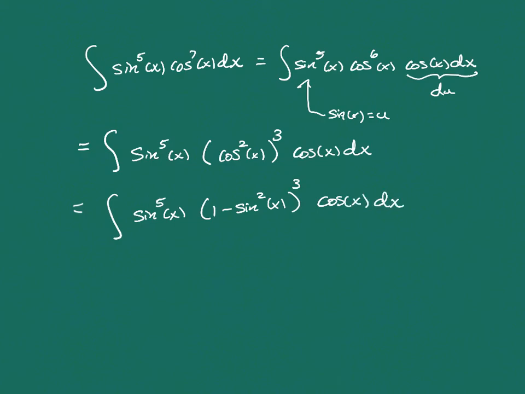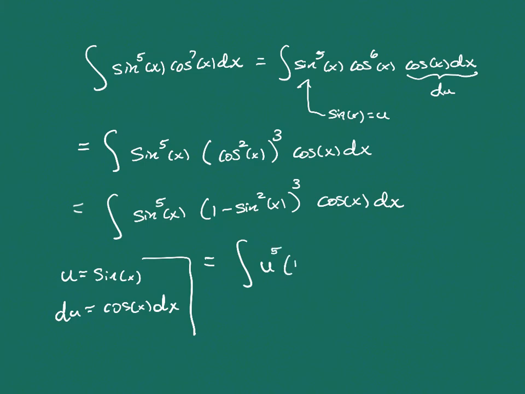And again, with the u substitution, with my u being sine and my du being cosine of x dx, my integral becomes the integral of u to the fifth, 1 minus u squared to the third power, du. So again, I get a polynomial in u that I can just expand and integrate at that point, and I'm able to solve my integral.